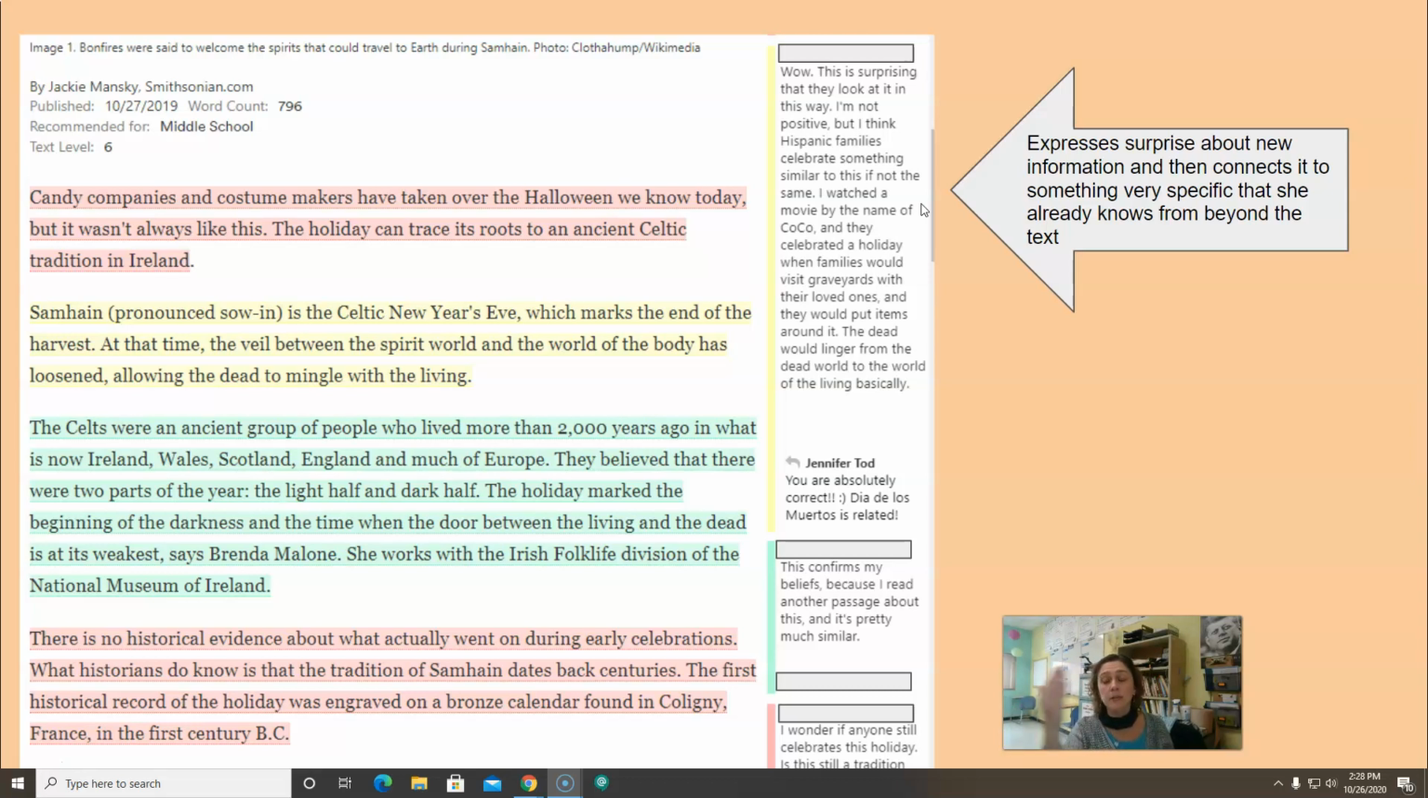What surprises me is how similar this is to something that happens years and years and years later in a completely different culture, and how they're basically the same thing. That is so interesting. Okay? So she expresses surprise, but then she connects it to something very, very specific that she already knows about from beyond the text and tells us exactly why it surprises her. So that's why this is a really excellent annotation, because she's showing critical thinking. She's not just saying, wow. She's not just saying, that surprises me. Okay? She's explaining specifically why. So that was an excellent annotation. So if that's your annotation, two thumbs up to you.